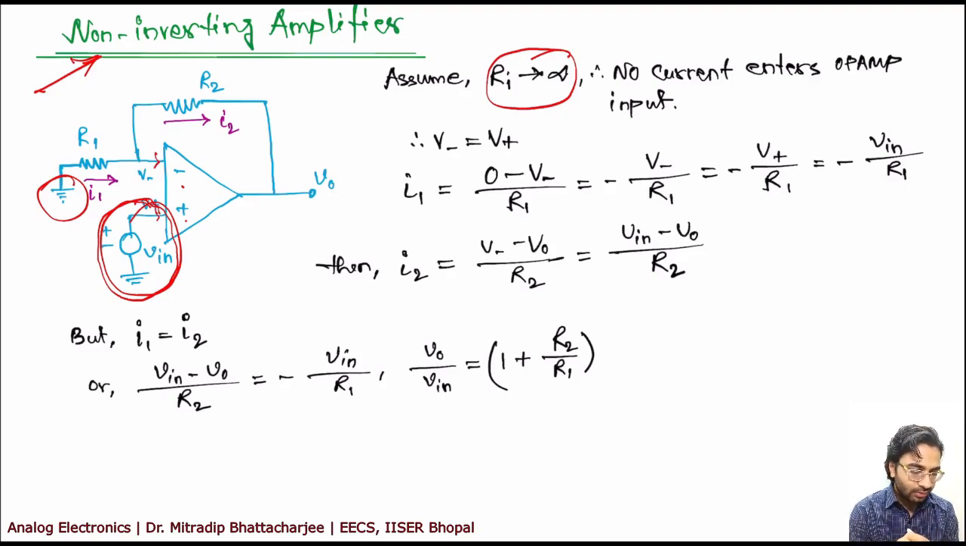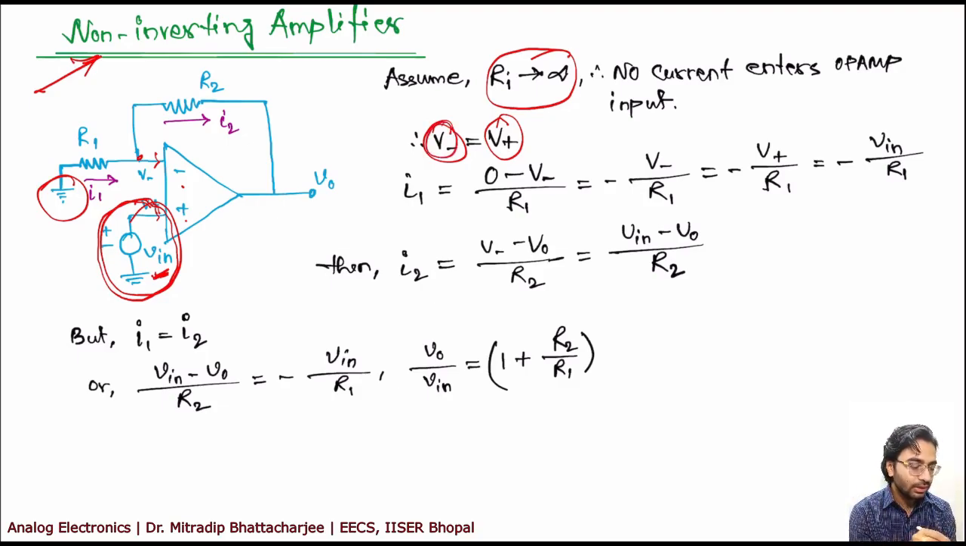So in this case your V minus equals V plus, we already have shown, because you are putting Vin over here, the same voltage will reflect over here. Previously it was ground, so it was a virtual ground over there. This time it is Vin voltage, so this same voltage will reflect in your V minus terminal as well.